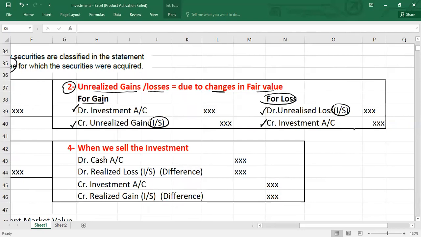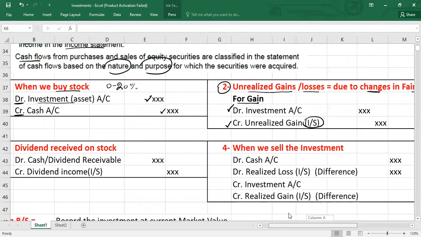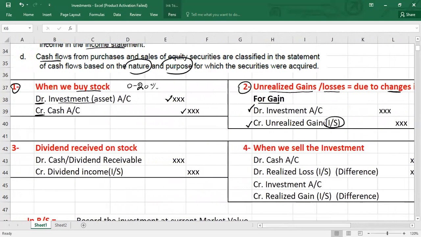Then we have a third entry, which is the entry for the dividend. Once you receive the dividend, I'm assuming it is not a liquidating dividend, it is a normal dividend. What entry will you pass at the time of receipt or at the time of the right to receive? You will debit cash, or dividend receivable in case it is not yet received, and credit will go to dividend income. And don't forget, this dividend income you will also record in the income statement.